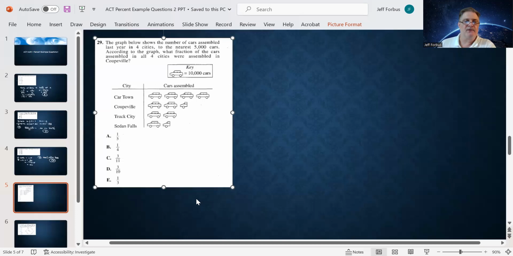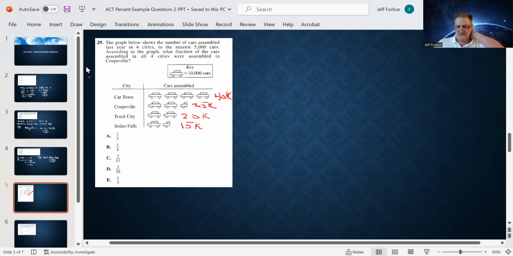So in Cartown, we got, let me write on the figure. Let me get a different colored pen. We got 40,000. So I'll just write 40K. In Coupeville, you've got 25K, 25,000. In Truck City, you got a total of 20K or 20,000. And in Sedan Falls, we got 10 and another 5, that's 15K, 15,000.